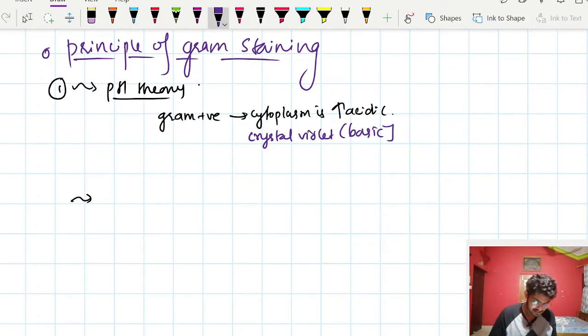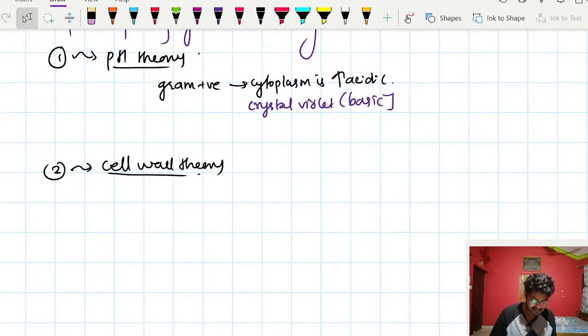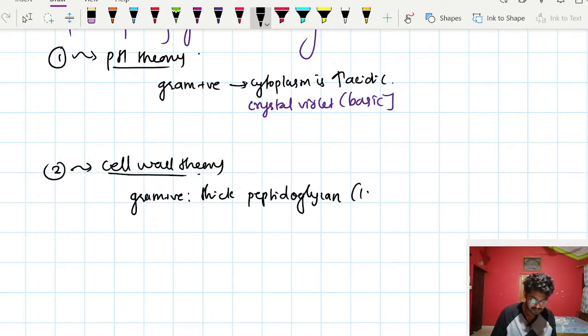Then the second theory is the cell wall theory. The cell wall theory says that gram positive bacteria have a thick layer of peptidoglycan. About 50 to 100 layers of peptidoglycan are present in gram positive bacteria, whereas in gram negative bacteria the peptidoglycan layer is very thin. So gram positive bacteria have thick peptidoglycan, and this acts as a barrier to the decolorizer.